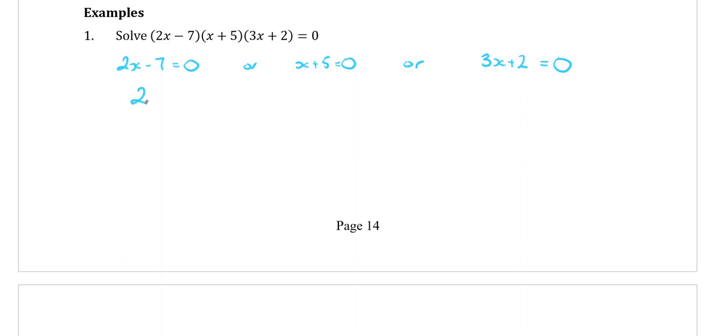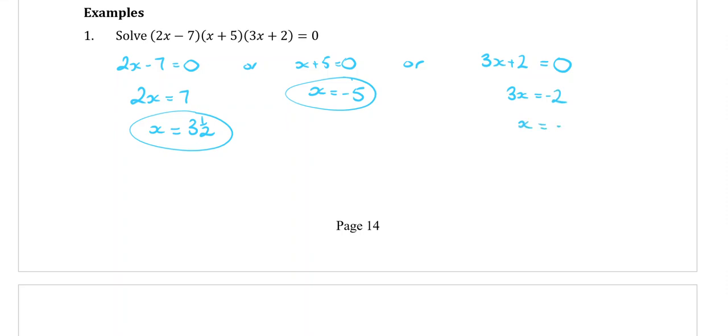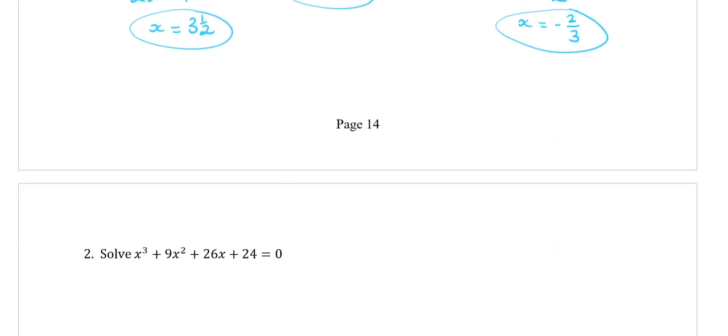So for the first one, move the 7 across and divide by 2. So we get 7 over 2, or 3.5. For the second one, we move the 5 over, so x is equal to minus 5. And for the third one, we move the 2 over and then divide by 3, so x is equal to minus 2 over 3. Okay, well that's all well and good if it's factorised for us.